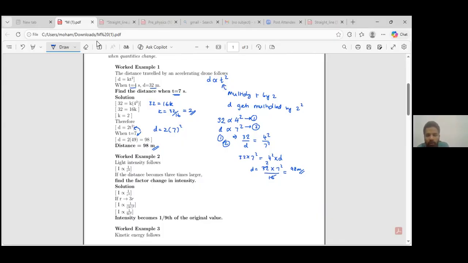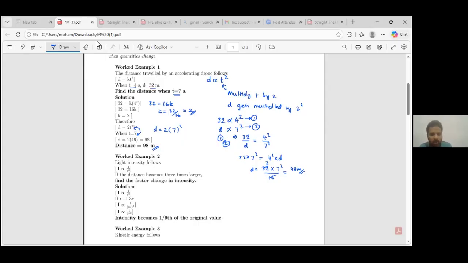So we can do it like this also, whichever is convenient to you. In this method, you don't have to find k. You can directly get to d, just by using the relationship. Now this is a situation where you have to find a certain value based on other given values. Sometimes they won't be giving you the exact values. They might ask you how the quantity changes.